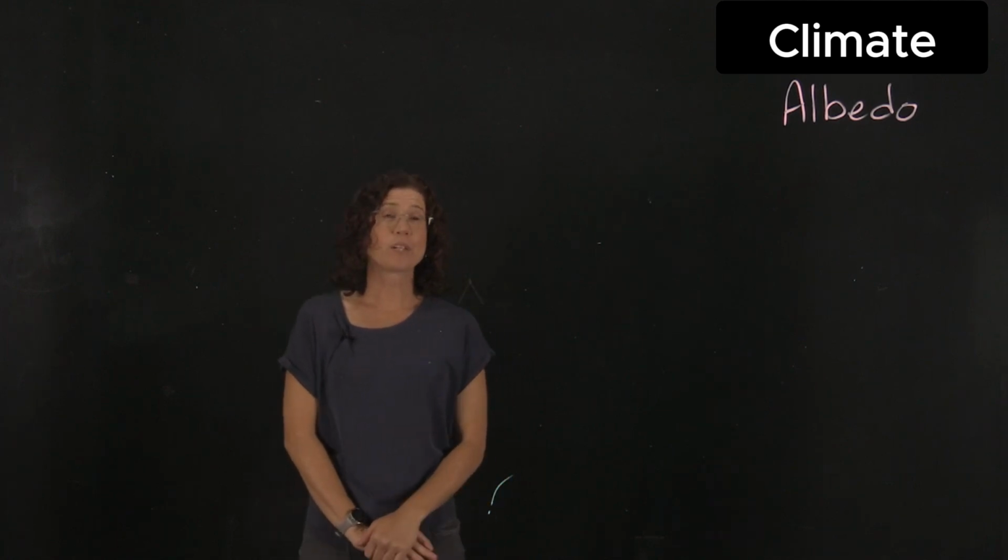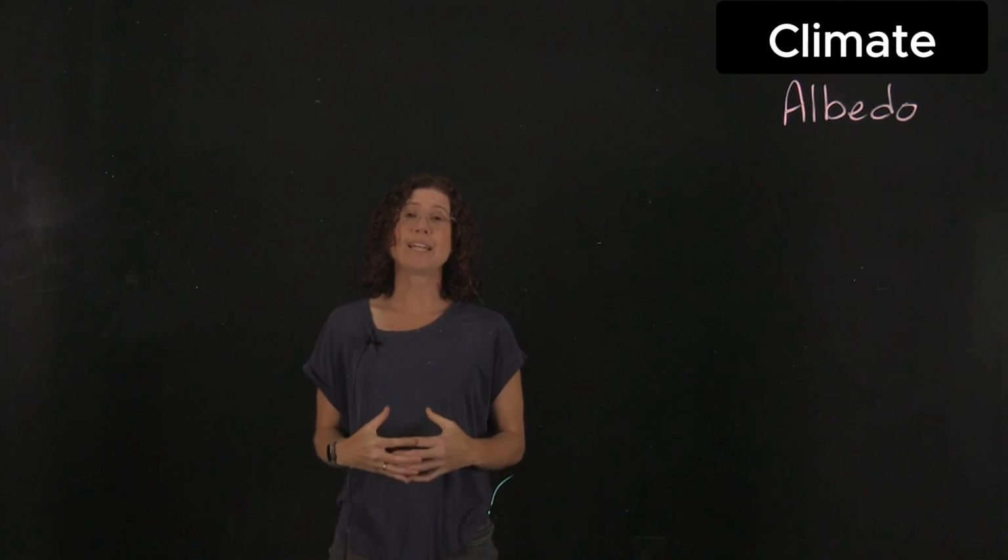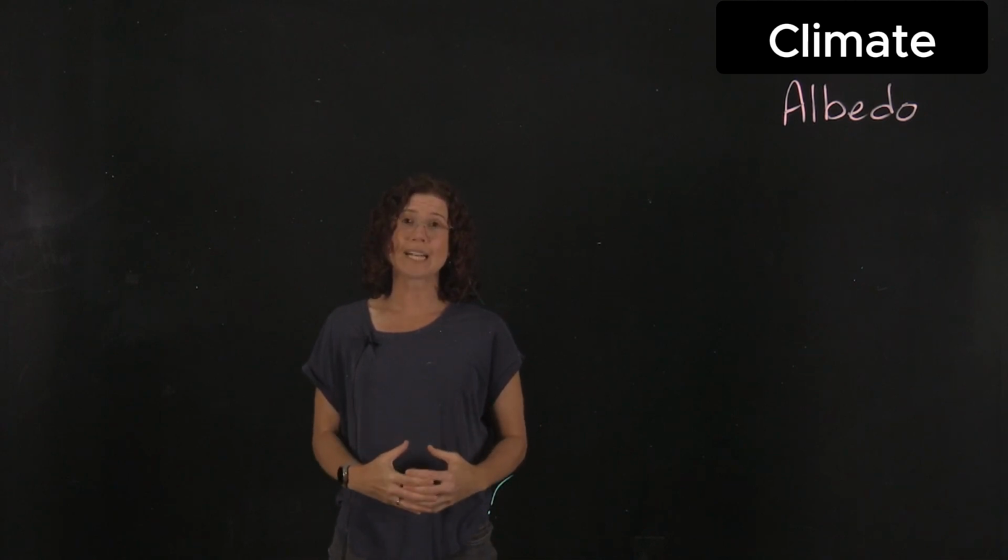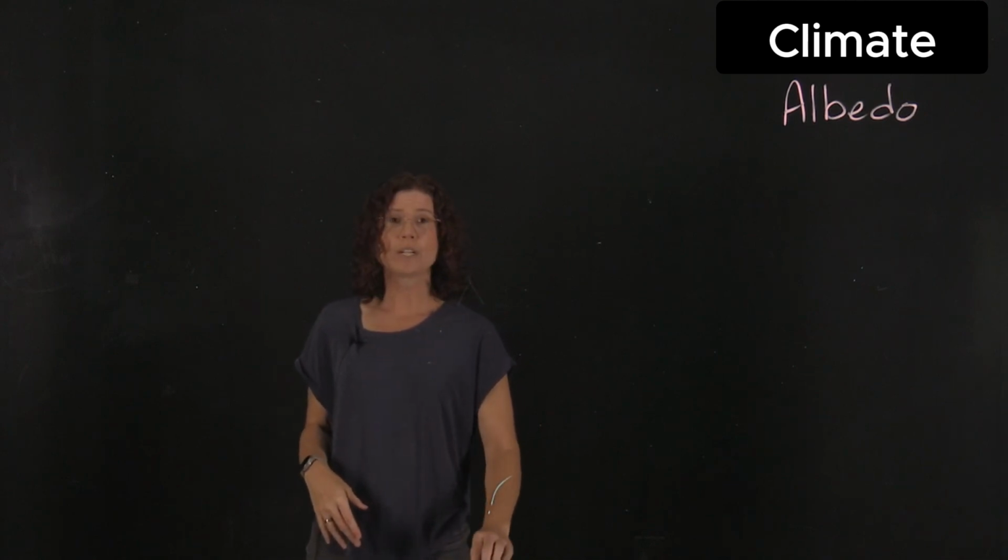The last factor I want to talk about influencing natural climate or climate patterns is albedo. So albedo is the percentage of incoming solar energy that is reflected by the surface of the Earth. So let's draw this out.